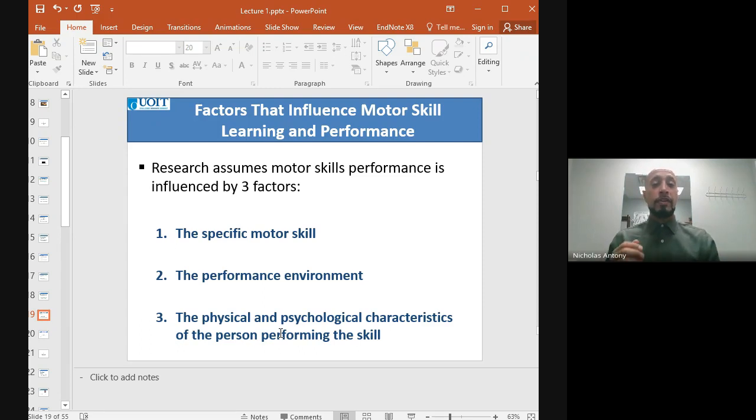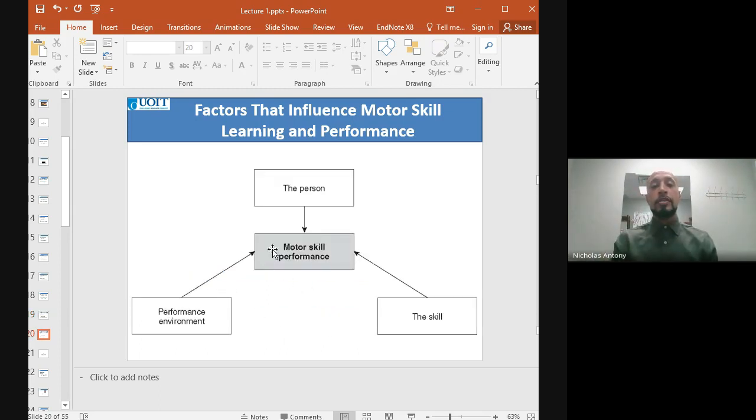So the external environment, the internal environment, and the skill itself are the 3 different factors that combine to influence our ability to perform a motor skill. Okay? Research is going to look at these 3 things individually to get a better idea of what variables would make one thing harder or easier in that factor to perform the motor skill.